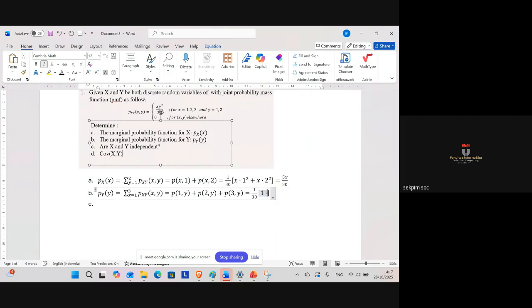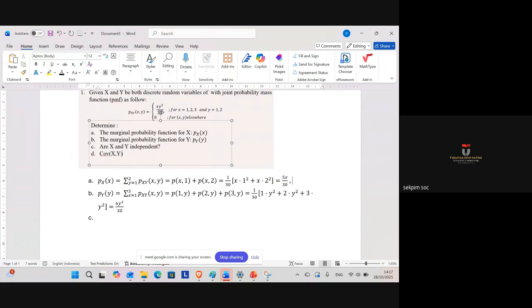1 times y square, right? Plus, this should be 2, plus, this should be 3. And you will get 1y square, 2y square, and 3y square. So you will get 6y square over 30.